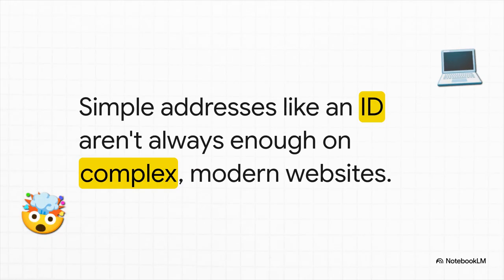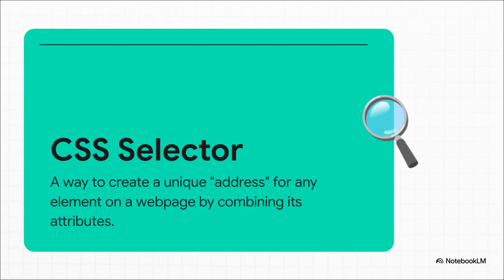But here's where things get a little tricky. Modern websites are messy. They're complex, they're always changing, and sometimes a simple address like an ID just isn't enough. It might not be unique, or it might change. The machine might see 2 or 3 things that look the same, so we're going to need a much smarter, more powerful way to give these directions. And that's where CSS selectors come in. They are the perfect solution to this whole problem.